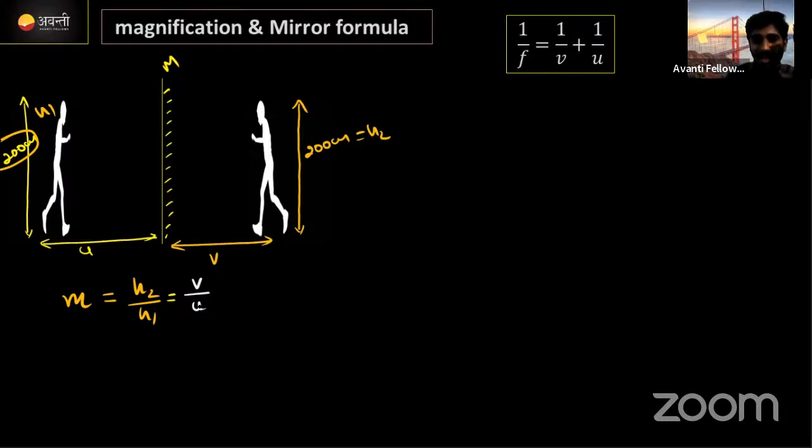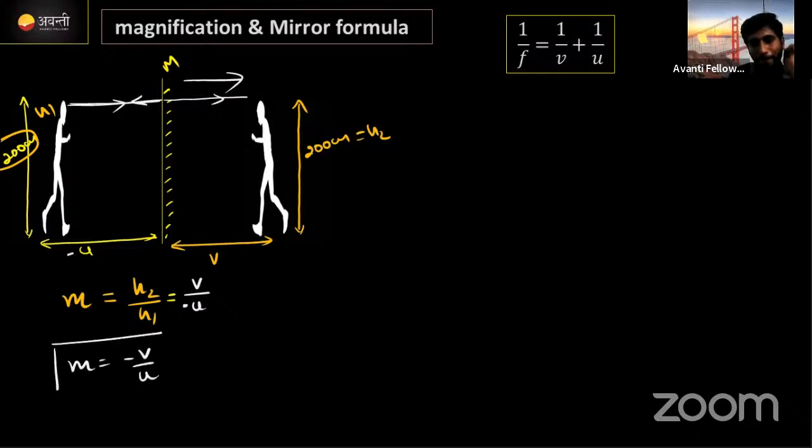What is that? Actually this is an object, and from the object only the light rays are incident here. Correct? And they reflect back, which means the object is present opposite to the reflection direction of light. This is the direction of the incident ray. That's why we need to take object distance as negative. That's why your magnification is m is equal to minus v by u. Clear?